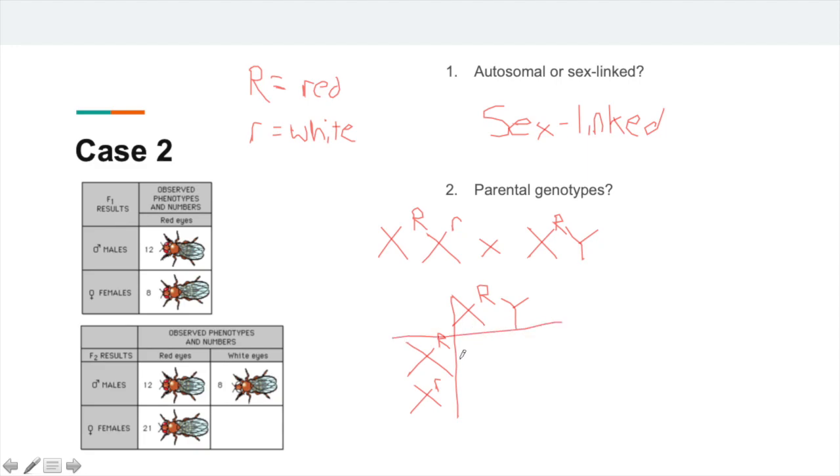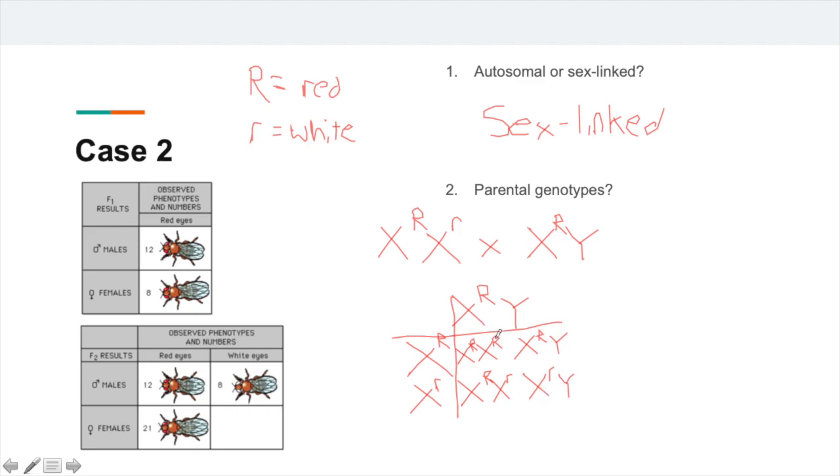So for here, we're going to have two X's, a female with two big R's, and then we're going to have an X with a big R and a Y, so that's a male with red eyes. Here we're going to have an X with a big R and an X with a little r. So a female that's a carrier for white eyes, but it still phenotypically has red eyes. And then our last one is going to be a male with the Y chromosome with a small r, so they're going to have the white eyes.